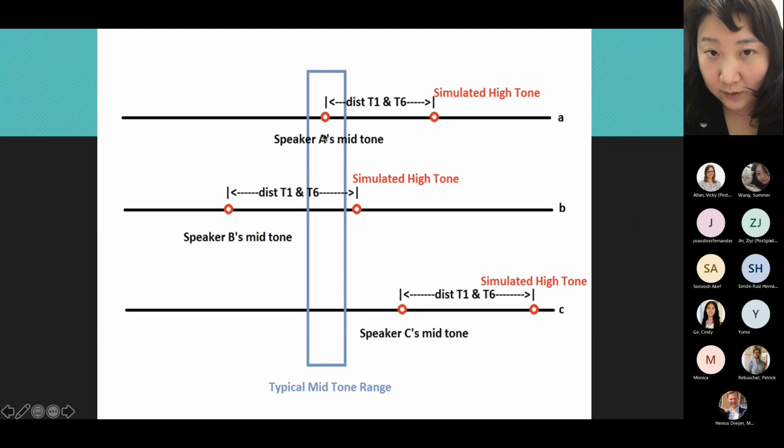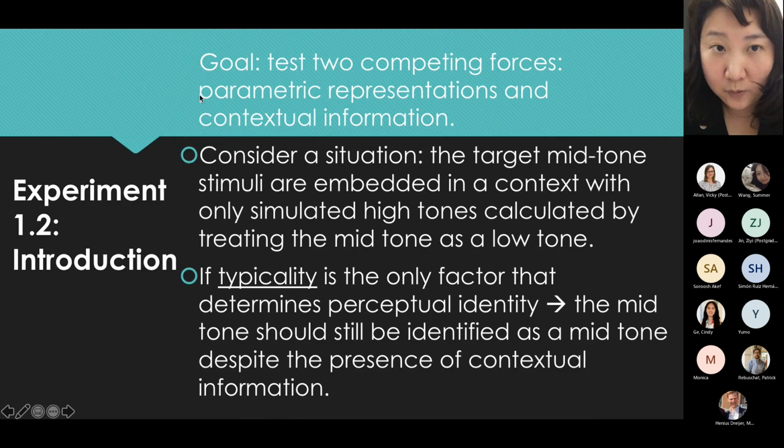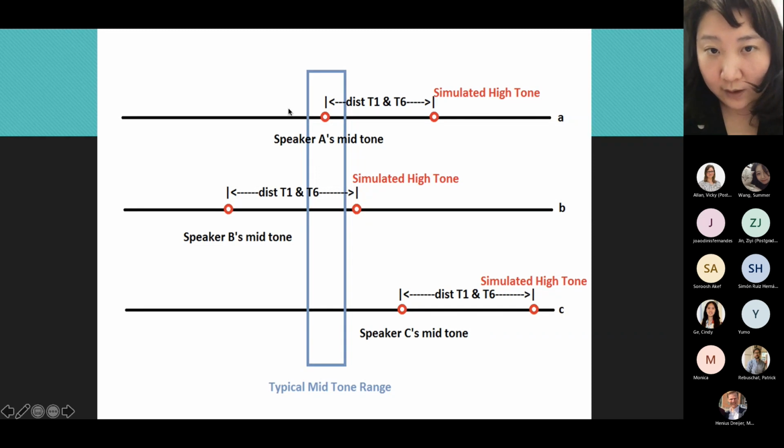Well, there are two forces. First of all, we have the parametric representations. You can think of it as we have knowledge about what kind of tones would be typical, for example, what is likely to be perceived as a midtone. We have this knowledge in our mind. This is due to parametric representations, because we have knowledge about the distributions of these tones. So that's one force, and the other force is the contextual information. So say we have some speaker's midtone, and this midtone falls within a typical midtone range.